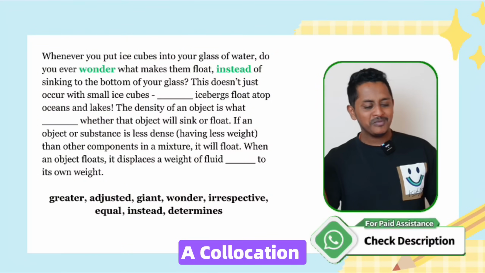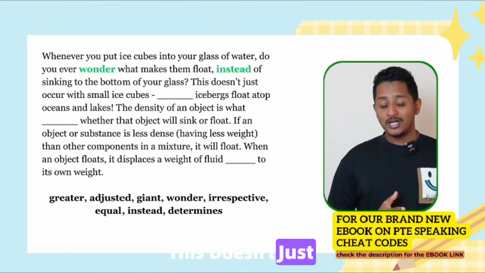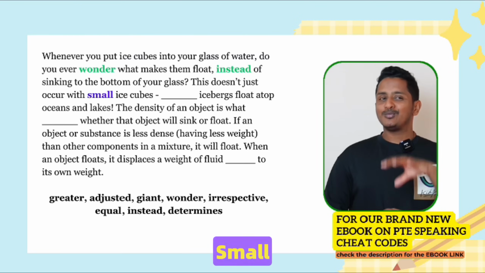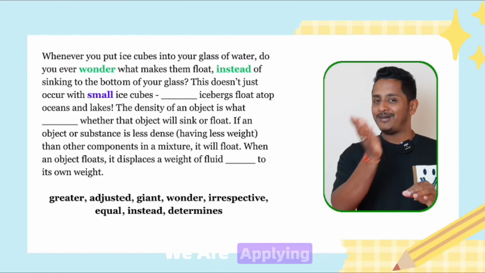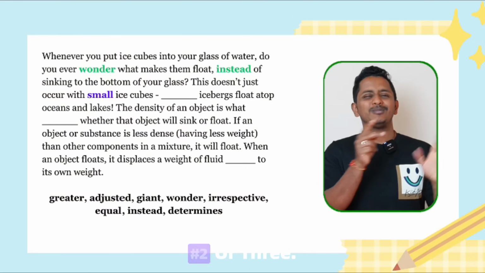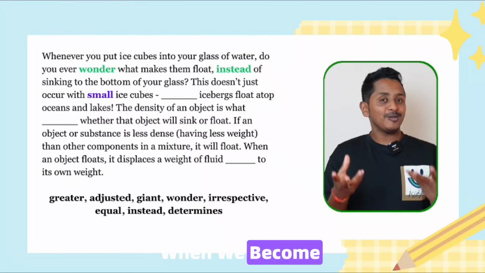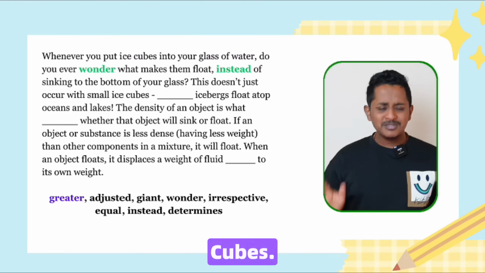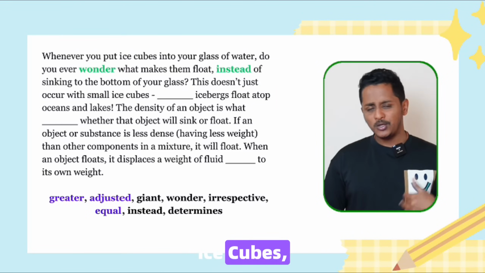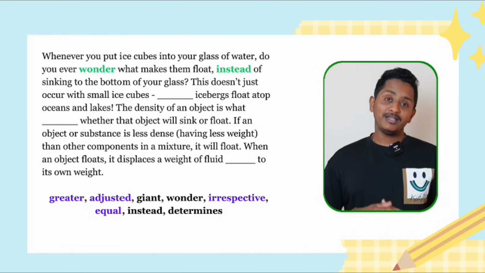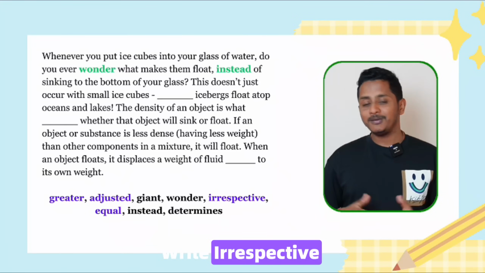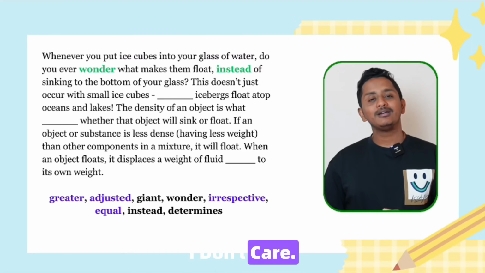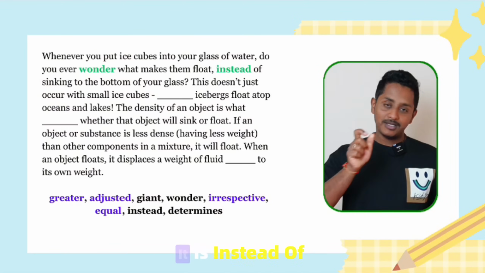Instead of is a collocation. This doesn't just occur with small ice cubes, dash icebox. Small is the clue. See, this is where we're applying killer strategy number 2 or 3, wherein we become the police officer and find the clues. People simply write greater ice cubes, maybe adjusted ice cubes, equal ice cubes. Even for the second one, people write irrespective of. Irrespective of means whatever comes, I don't care. The second one cannot be irrespective of, it is instead of.